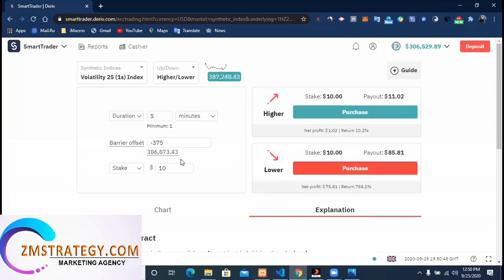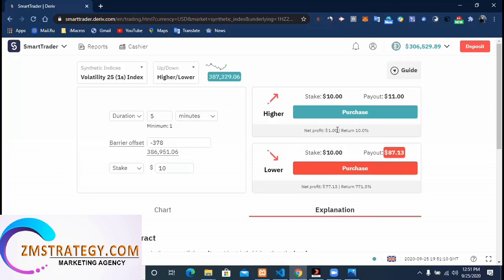Let's add 5 and see. Okay, let's take it to 7, 8. So right now we are getting 10%. So if we are staking $10, we are going to make $1 for each trade. That means if we are able to get up to 4 trades, we have made our $4.